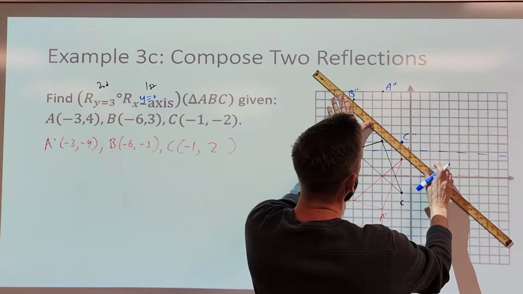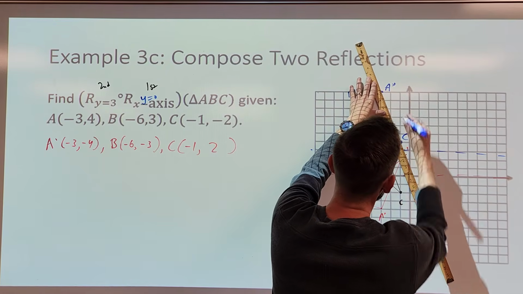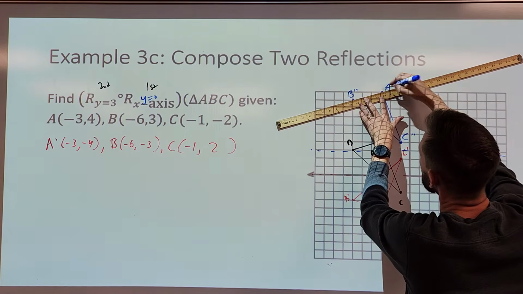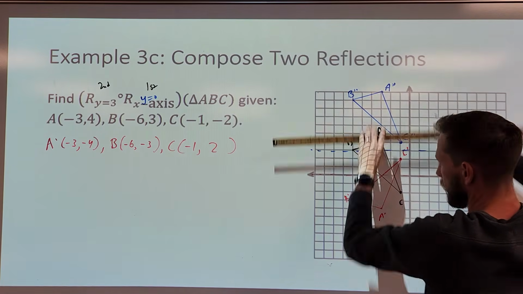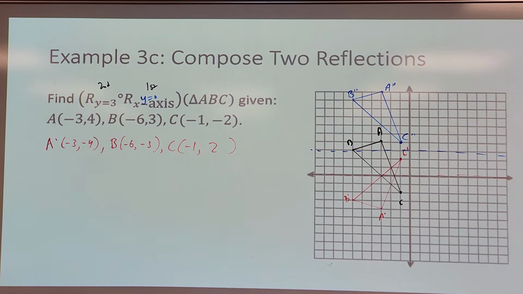And so we can see that our final result is a congruent triangle, right? Same segment lengths, same angle measures. It's just moved, all right? It's a rigid motion. So our black triangle and our blue triangle are the same.